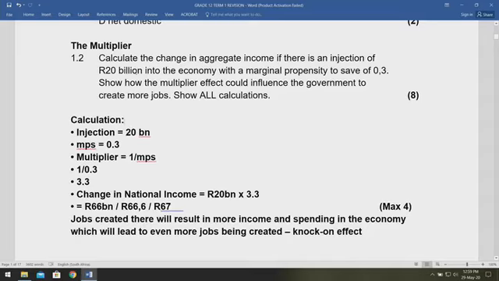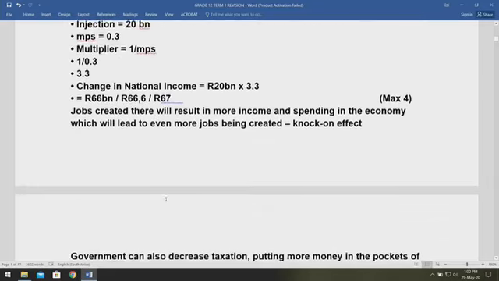So the calculation was for 4 marks and then the next part of the question says, show how the multiplier effect could influence the government to create more jobs. Okay, so what is that saying here? What we're saying here is that people are spending and a 20 billion injection into the economy will eventually lead to a 67 billion Rand change in national income. So what does this mean?